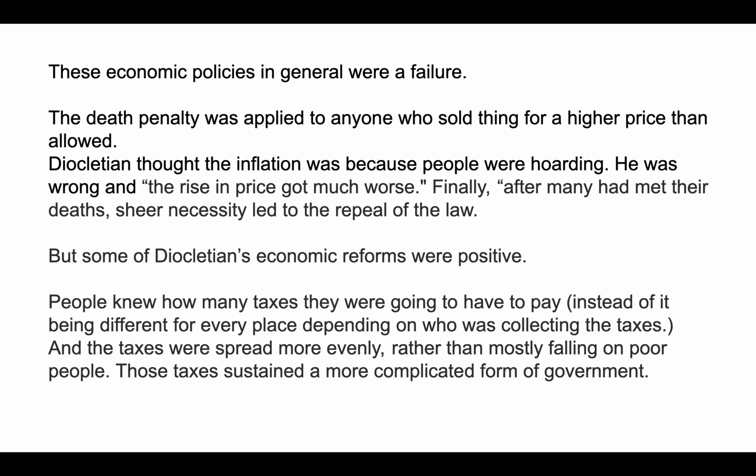So if you were only allowed to sell a horse for 100 drachmas and you sold it secretly on what they call the black market, that's the off-the-grid secret way of selling things that the government doesn't control. If you sold it for 150 drachmas because somebody was willing to pay you that much and you got caught, under Diocletian, you would be killed for that.